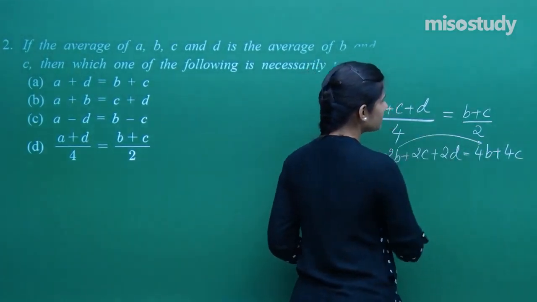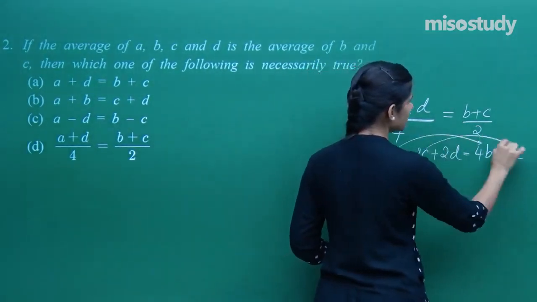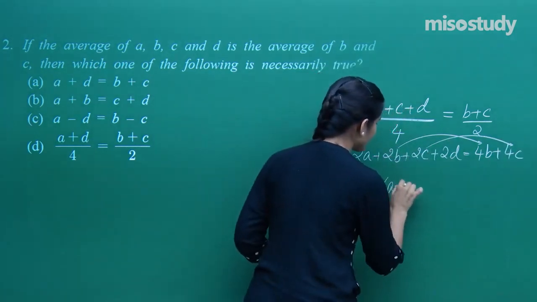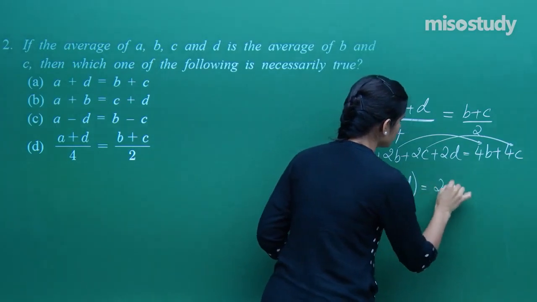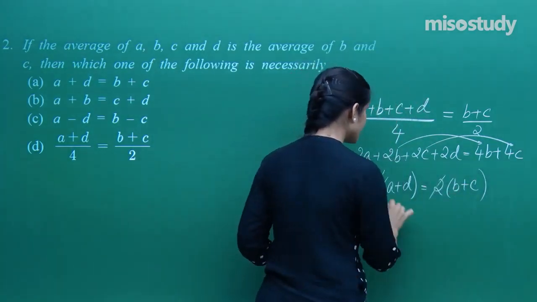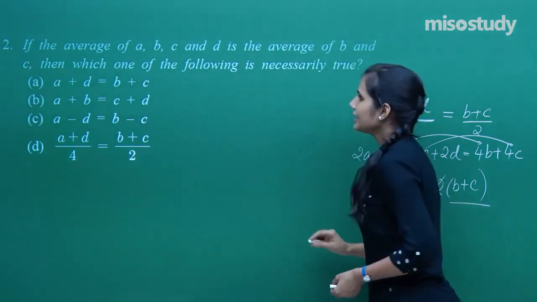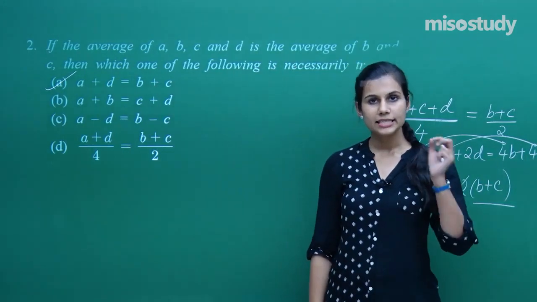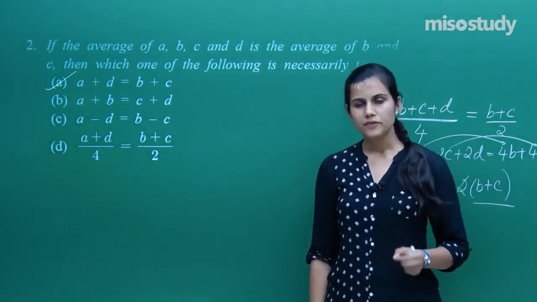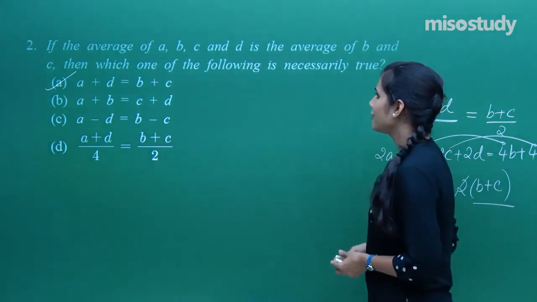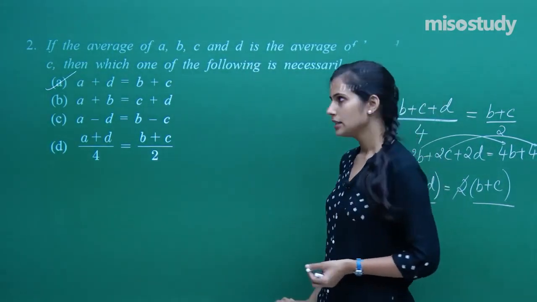4B minus 2B gives you 2B on the right hand side. 4C minus 2C gives you 2C on the right hand side. You have twice of A plus D is equal to twice of B plus C. 2 cancels, you are left with A plus D equals B plus C. This relation is necessarily true if the average mean of 4 observations A, B, C, D is equal to the average of B and C.